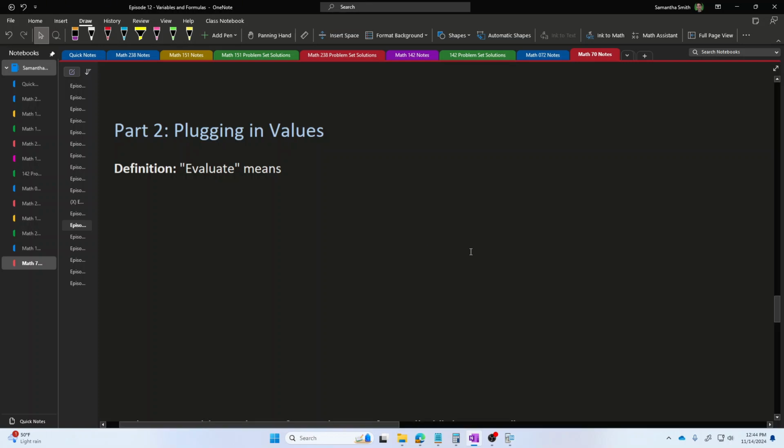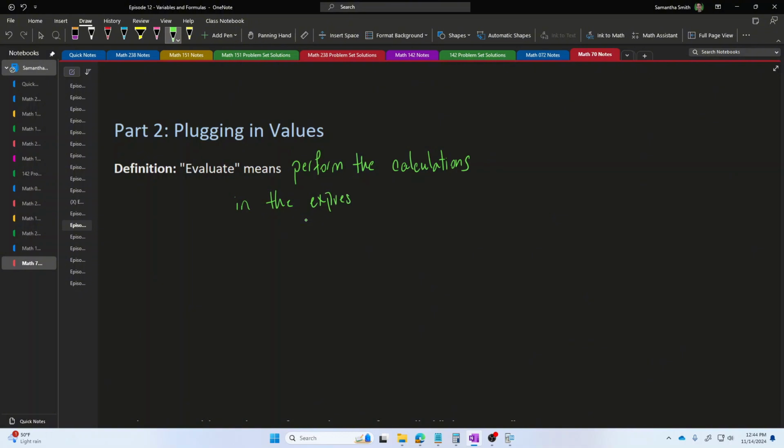When you finally figure out the values of your unknowns, and you are going to calculate and perform the calculations in the expression, that process is called evaluating the expression. Perform the calculations in the expression now that you know the values of the unknowns.